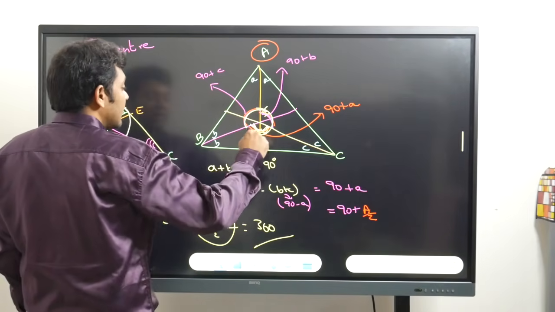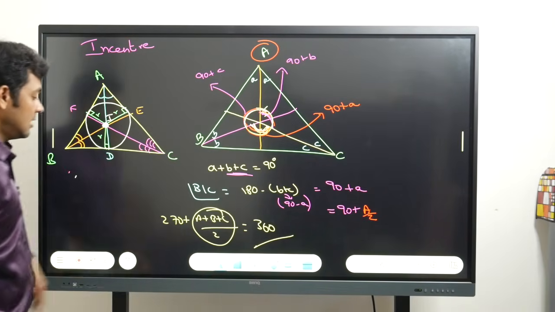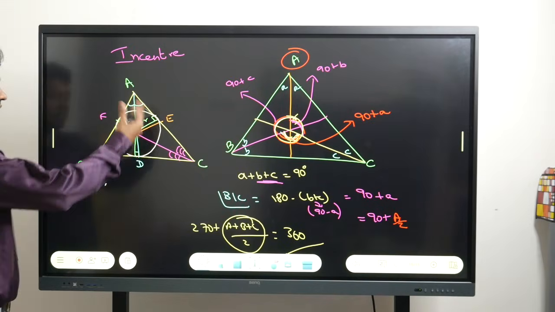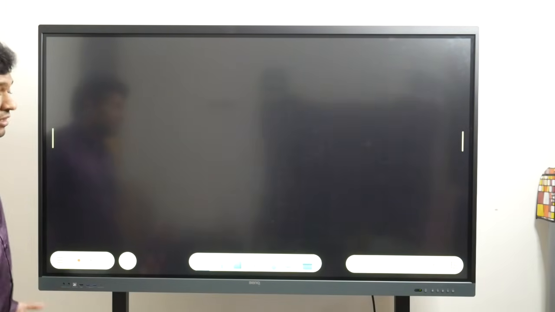Now in this triangle, if they ask with incentre, this angle will be 90 plus half the other angle. You should know this with incentre. Okay, incentre, in circle, inradius. That's all. Now we will step into circumcentre.